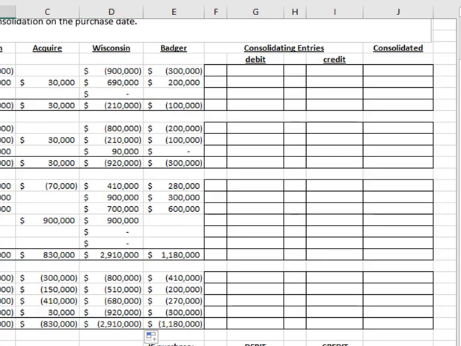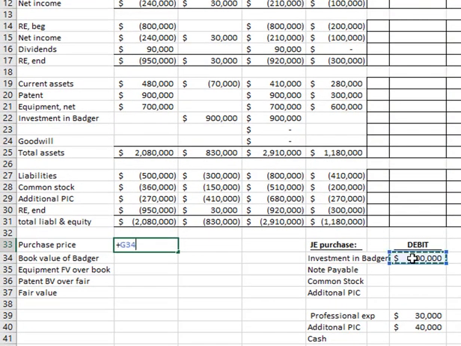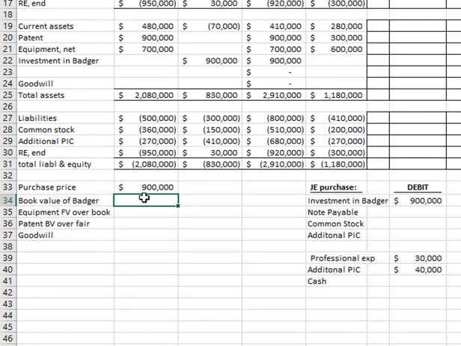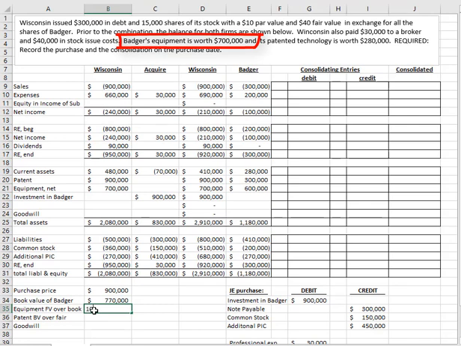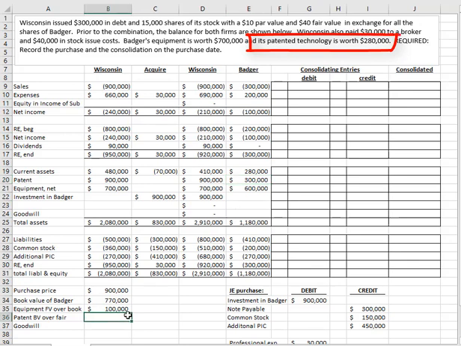So the purchase price was the $900,000. We've got to check for fair value over book value. The book value of Badger is assets less liabilities, or you can just add up all of the equity accounts. And then the equipment over fair value. So the equipment right now is at $600,000. It's worth $700,000. So we need to add that $100,000 difference to bump that up to fair value. And then they've got this patent. It's currently on the books at $300,000. It needs to be $280,000. So we actually have to write that down because the book value is greater than fair value.